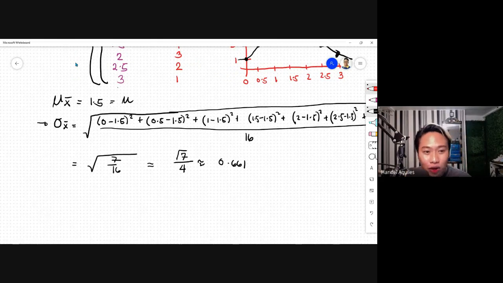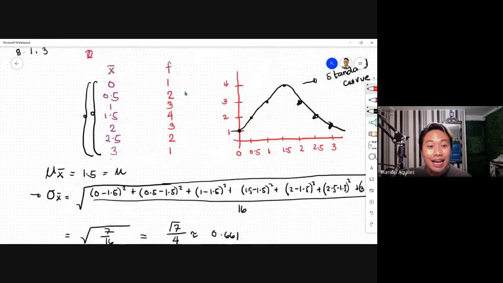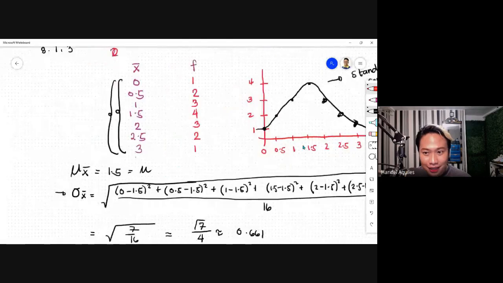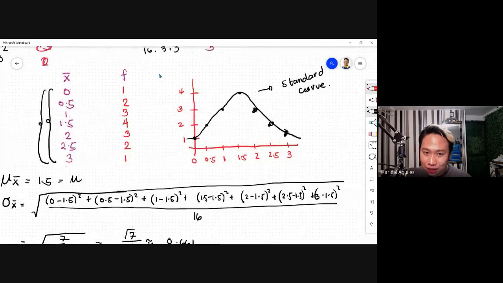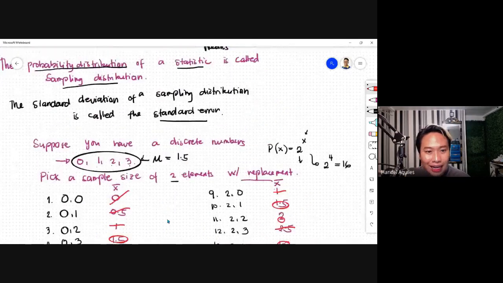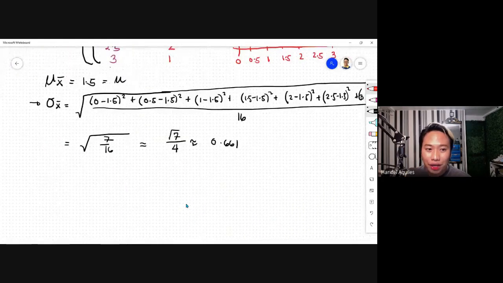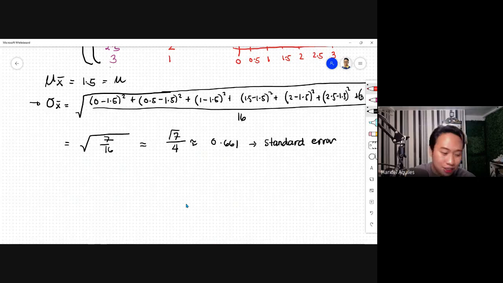Unsa gito gisulti ganiha unsay definition sa standard deviation of a sampling distribution, kay sampling distribution gani kani, diba, normal curve, probability distribution. So it says that the standard deviation of a sampling distribution is called the standard error. So this is now what we call the standard error. Standard error. O, di ba? Medyo taas-taas ang solution.